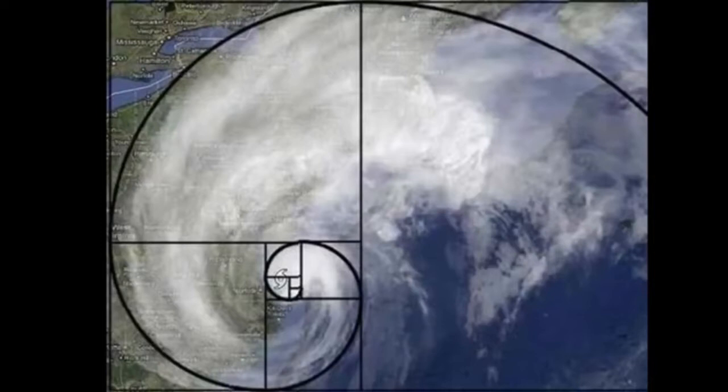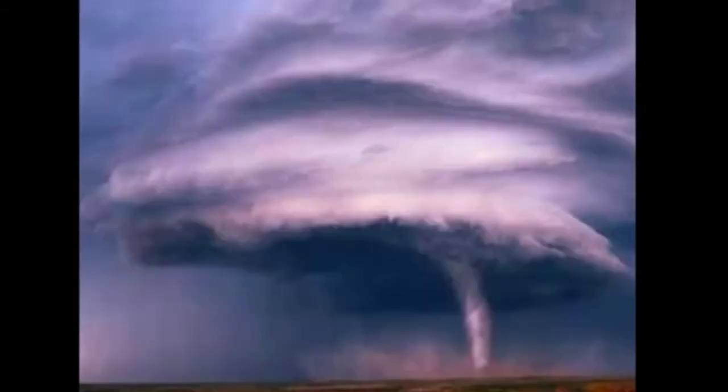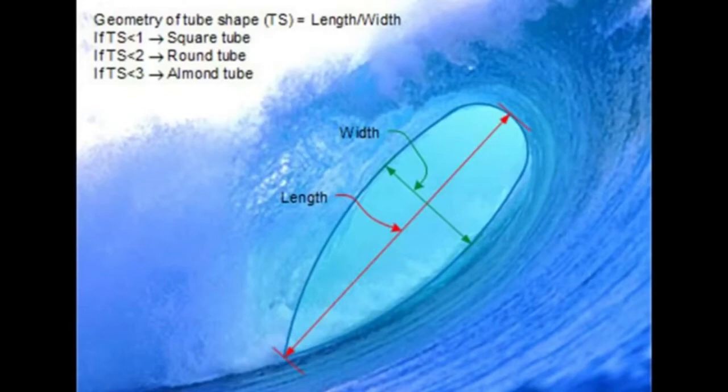But we don't just see this golden ratio sequence on a small scale. This ratio is the mathematical sequence in the spirals of our storms, tornadoes, hurricanes. These all spin in this golden sequence, 1 to 1.6. Even the waves can be measured using this ratio.